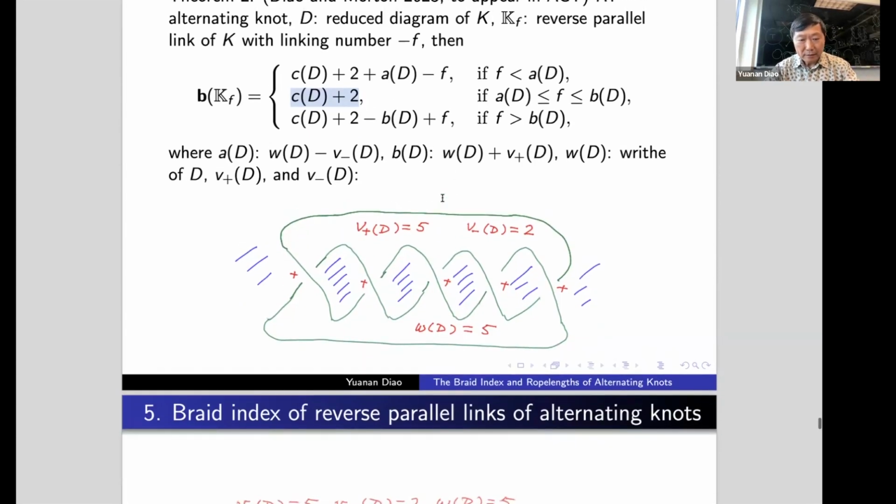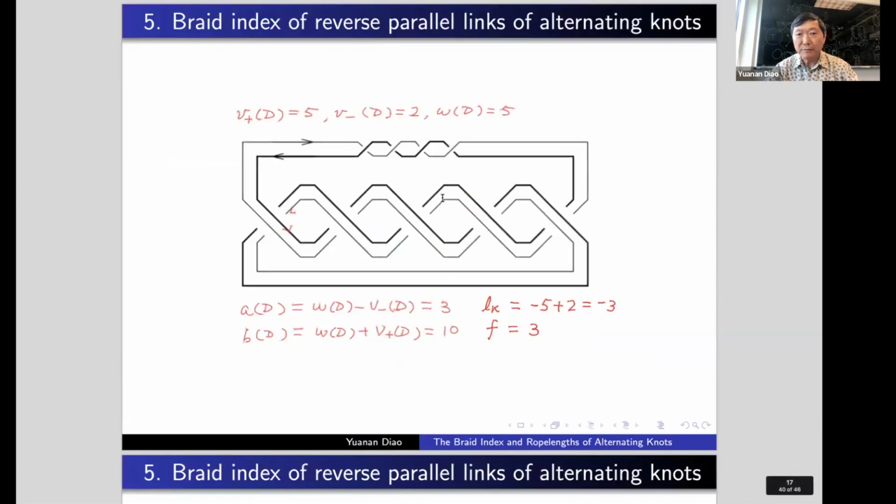So here is the next one. For example, if you look at this example, remember we know V plus is 5, V minus is 2, and the rise is 5. Therefore, in this case, A would be 5 minus 2, which is 3. And B would be 5 plus 5, that's 10. And the linking number here, if you look at the linking number of these guys, if you count between the two components, they are all negative.